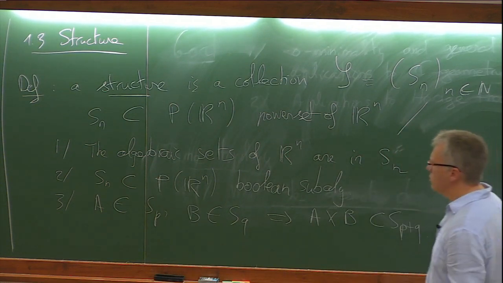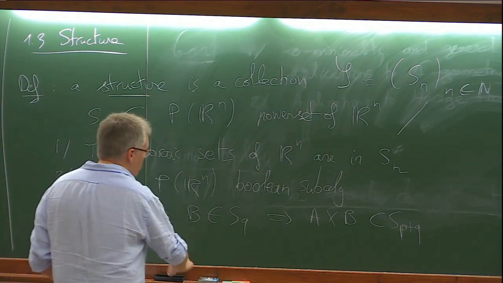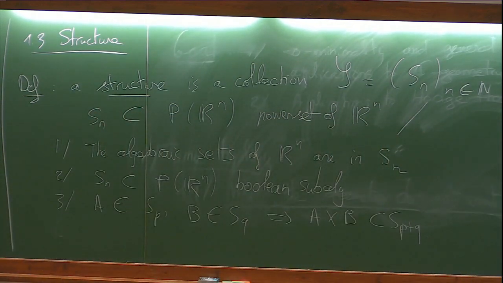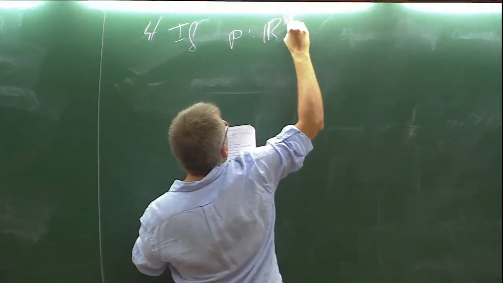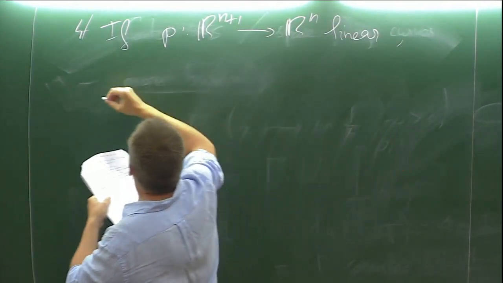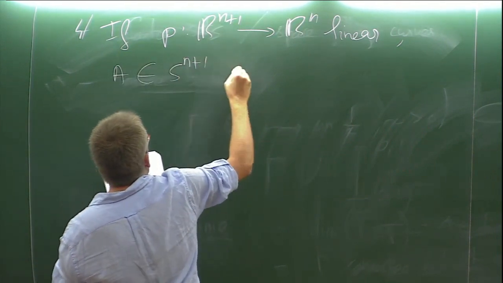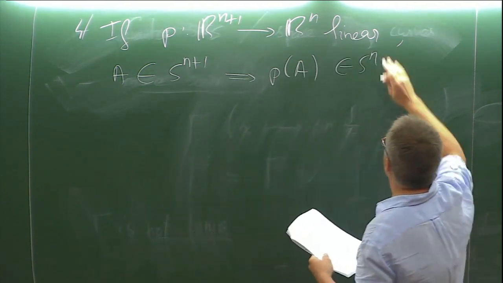Okay, so these are very innocuous axioms. Now comes a very important axiom. Maybe I will write it there. You want the structure to be stable by linear projection. So if P is a projection from R^{n+1} to R^n, a linear map, and A is in S_{n+1}, then this implies that P(A) is in S_n.